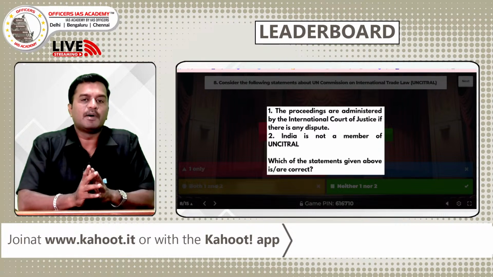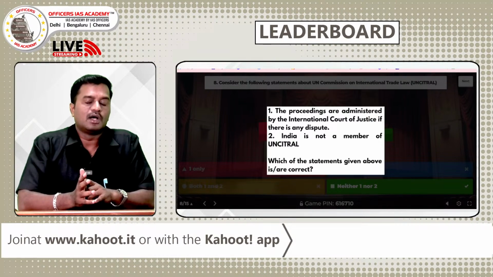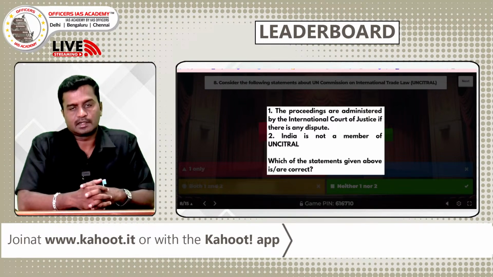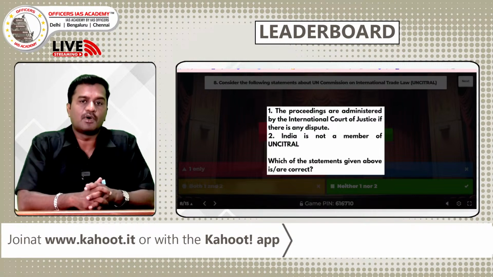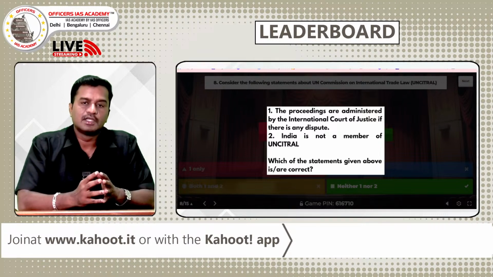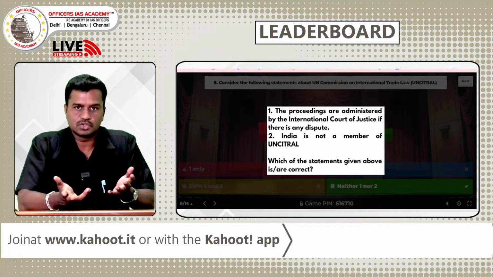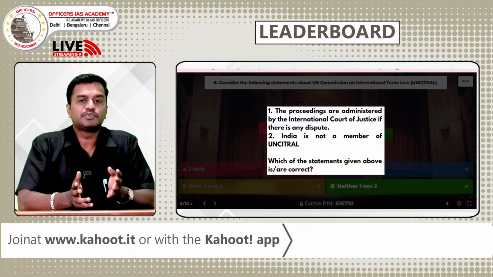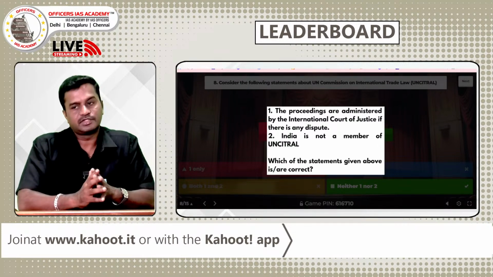The PCA, Permanent Court of Arbitration, is an arbitration center. An arbitration center is a body which engages as an arbiter to settle disputes between countries, private organizations and so on. Various types of disputes can be taken to the PCA, Permanent Court of Arbitration.